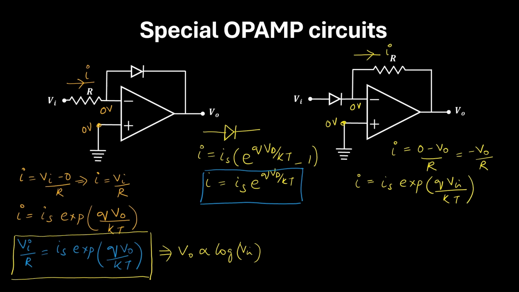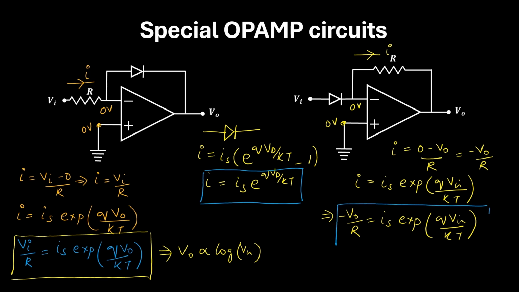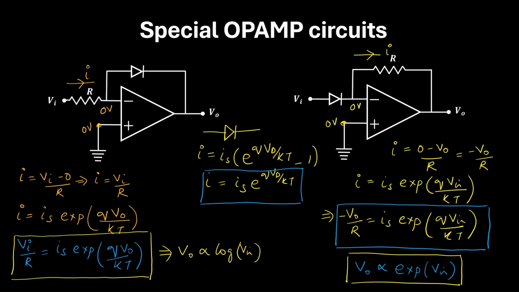So using these two expressions, we can write minus V naught by R is equal to Is exponential of Q V input by KT. So if you see this formula, then you can write V naught is proportional to exponential V input, that is anti-log. This is an anti-log amplifier circuit.